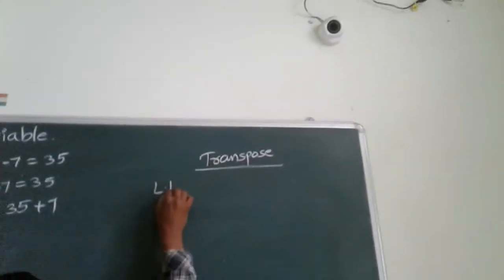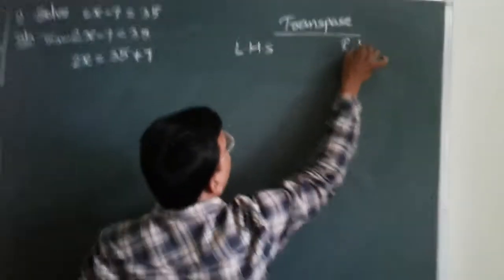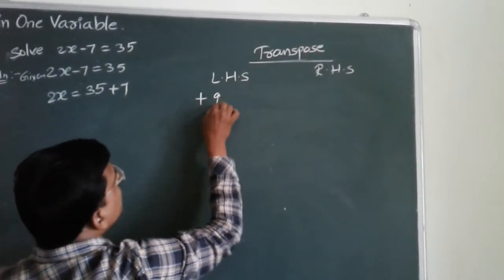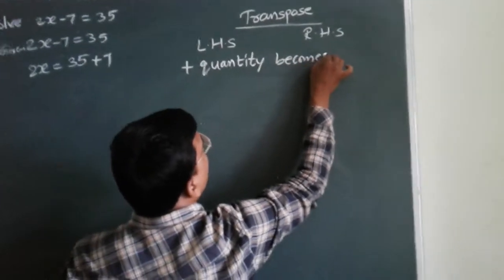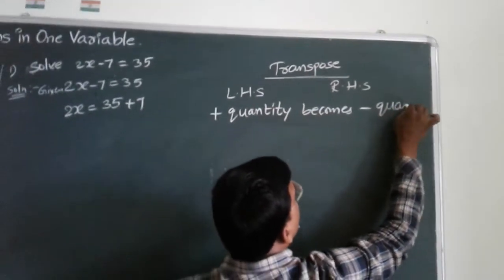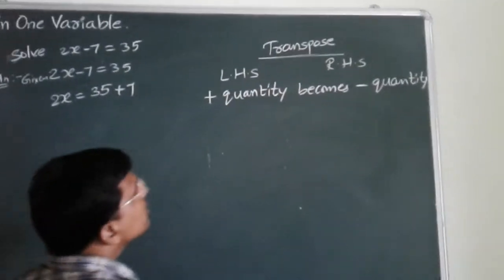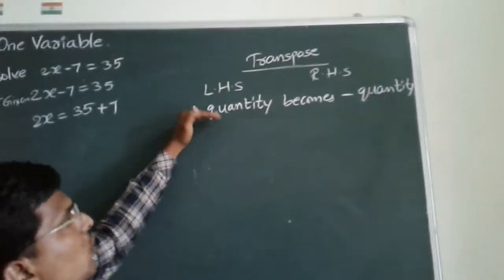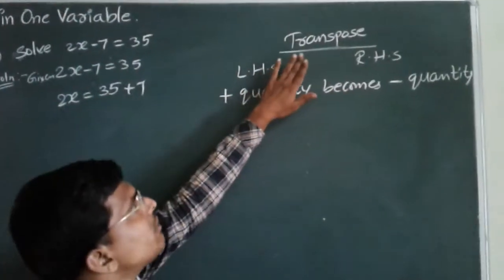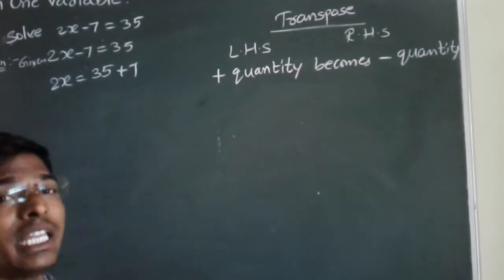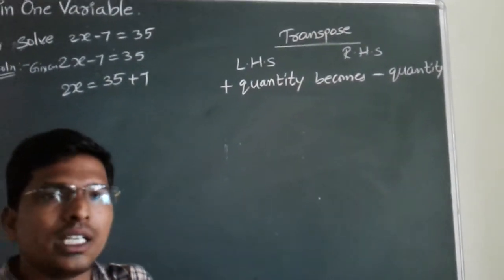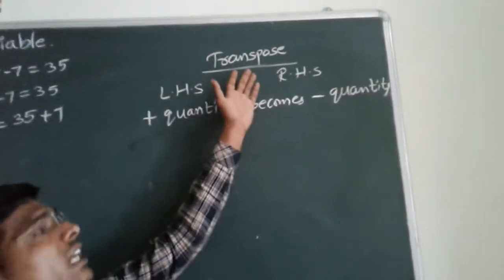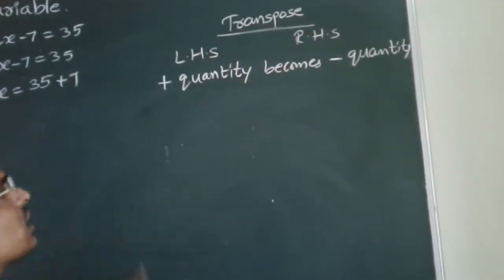So what is meant by transpose? This is the LHS, this is the RHS. If you have a plus quantity on the left hand side and it goes to the right hand side, it will become minus. Transpose means replacing the sign from one side to the other side. We are taking the sign from the left hand side to the right hand side. That is the transpose. Plus quantity becomes minus quantity.